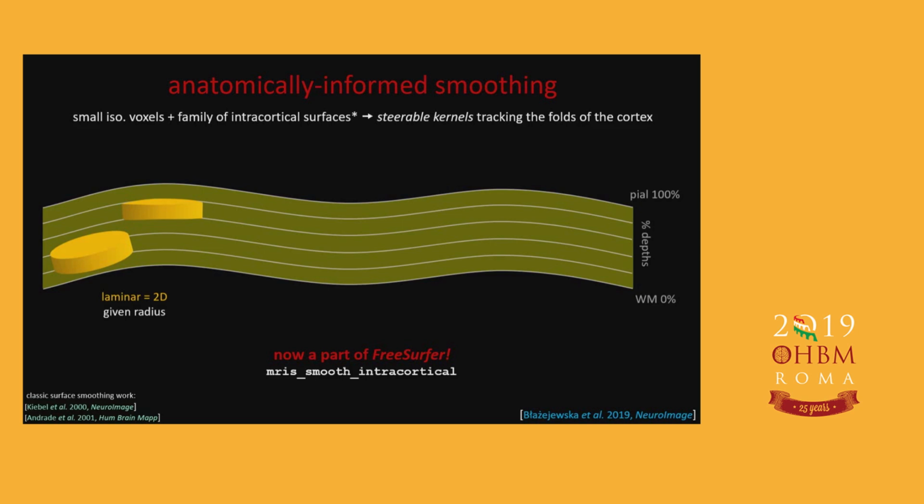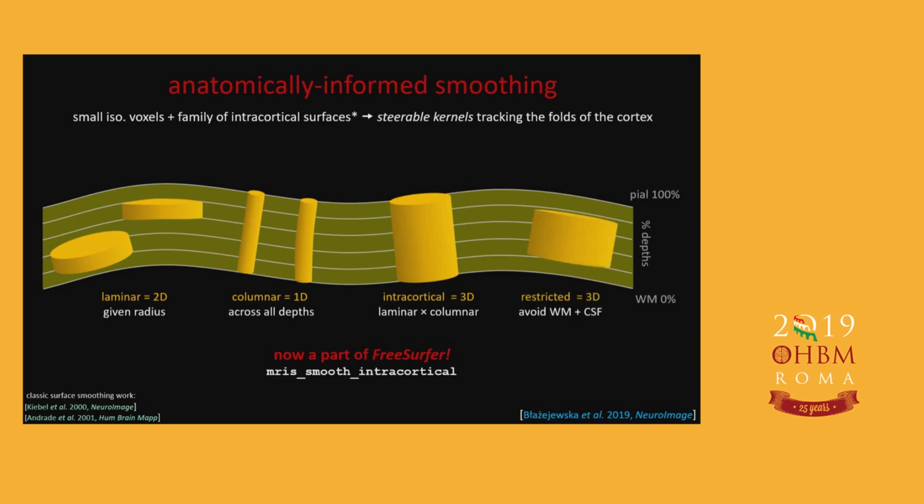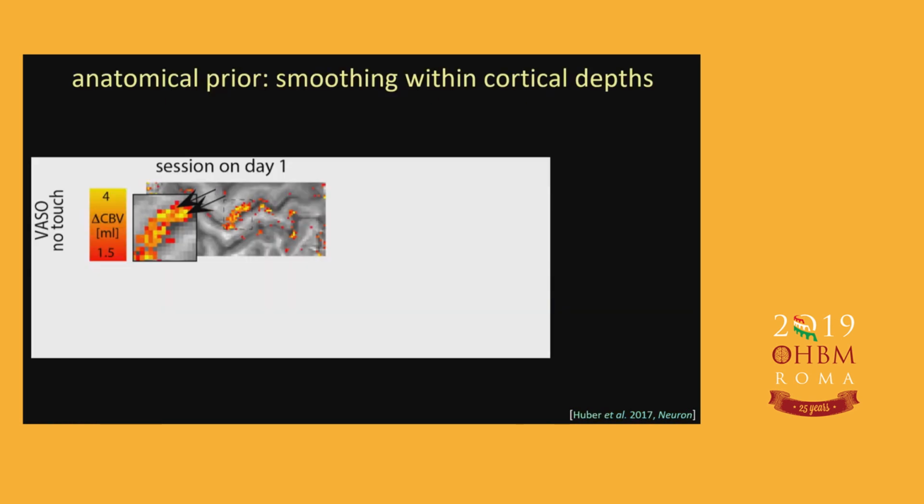And of course, we can position these intercortical surfaces however you like, based on equidistant or equivolume estimation. So for example, we can perform smoothing within cortical layers if we assume that the activation is constant within the cortical layers. We can also smooth across cortical columns if we have a prior that the activation will be columnar. We can also perform more general, what we call intercortical smoothing, again with this 3D smoothing kernel that tracks the folds of the cortex, or what we call a restricted kernel, which avoids contamination from the white matter and noise contamination from the CSF. I just want to point out that this tool is now a part of FreeSurfer, so I encourage you to give it a try.